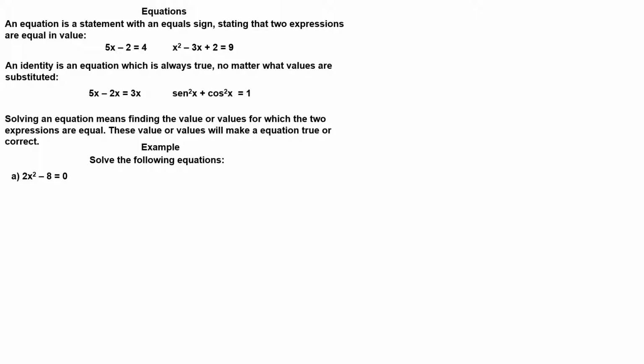Let's solve this equation by isolating the unknown. Divide both sides of the equation by the coefficient and take the square root of both sides of the equation.